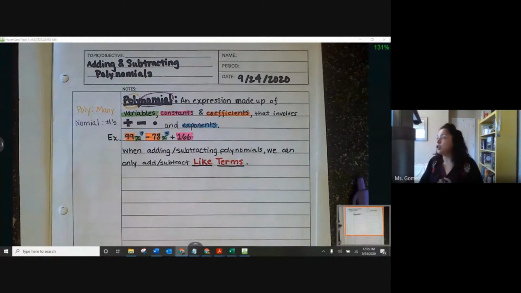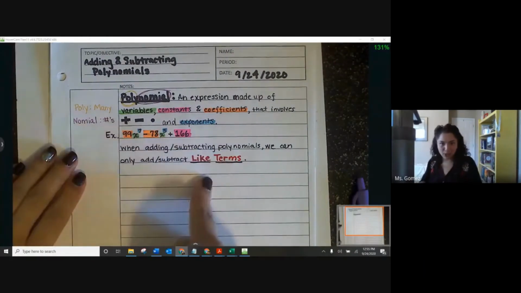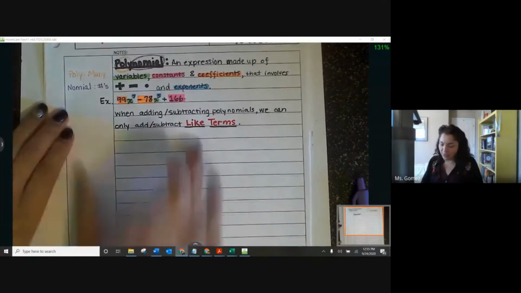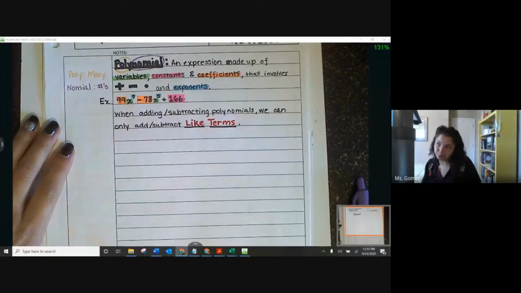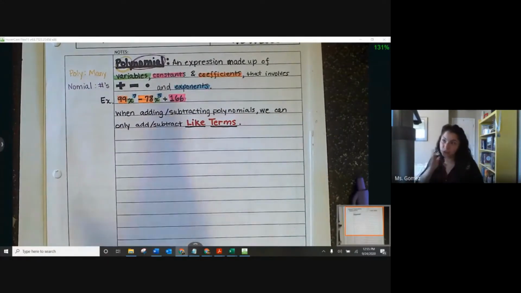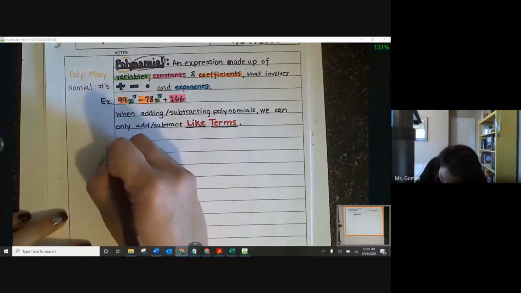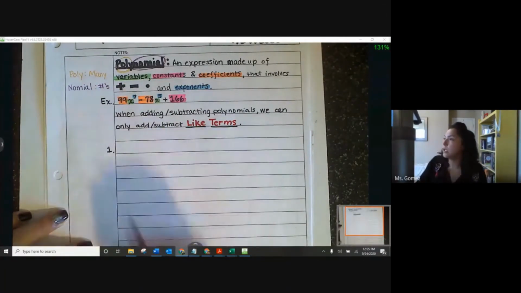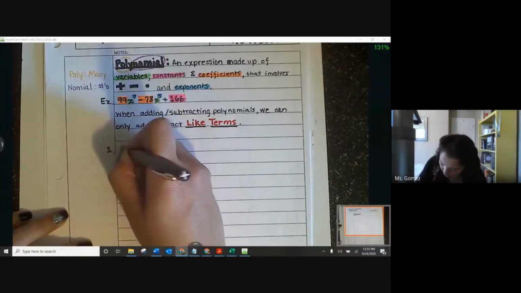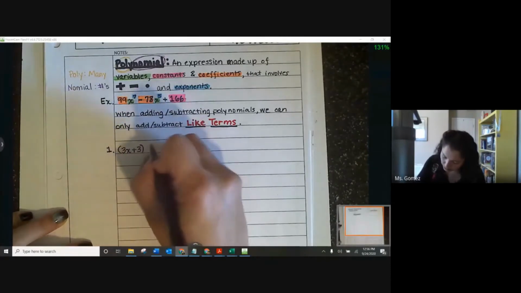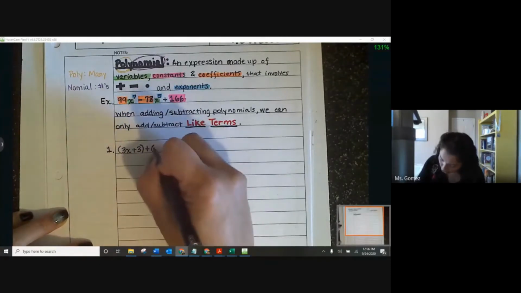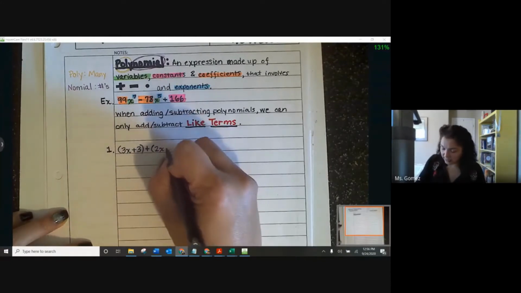So we have examples 1, 2, and 3. What I'm going to do is split my paper in half so that I have my side here that we do together, and then you guys are going to have your side over here. ¿Tan bueno? Sure. Okay, thanks. I appreciate your feedback. So we have example 1. And that has parentheses 3x plus 3 plus parentheses 2x plus 16.